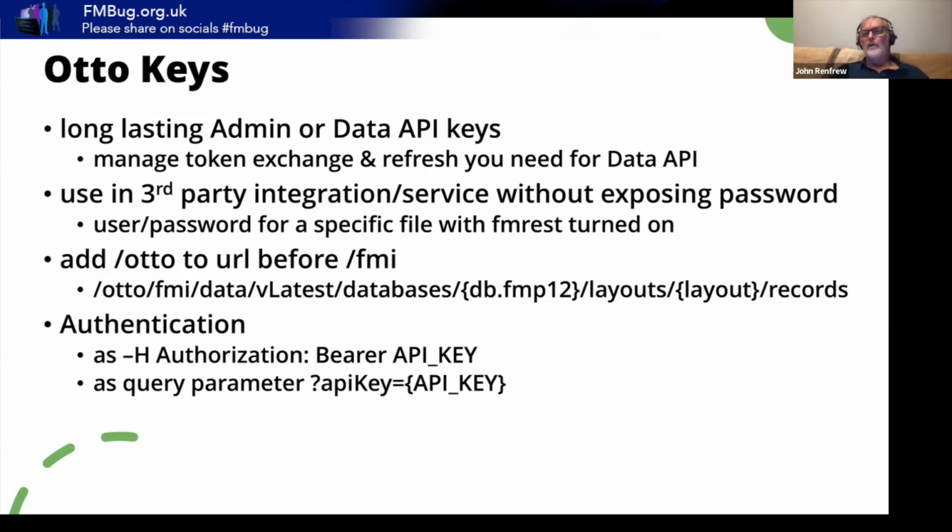Obviously the data API keys work with any file where there's a user account that's got FMRest turned on. And if you add /Otto before any kind of URL, so that may be a URL that you're giving to somebody, you say, oh, you can kind of grab this data. If you prefix it with Otto, it goes through Otto first, and then you can use that Otto API key either as an authorization, as a bearer token in the header, or as a query parameter just on the end. Because there's no insecure data in it, nobody knows what it can do. And like everything else, you're then in control of the keys. If you feel it's been compromised, you can turn it off and regenerate it without a problem.